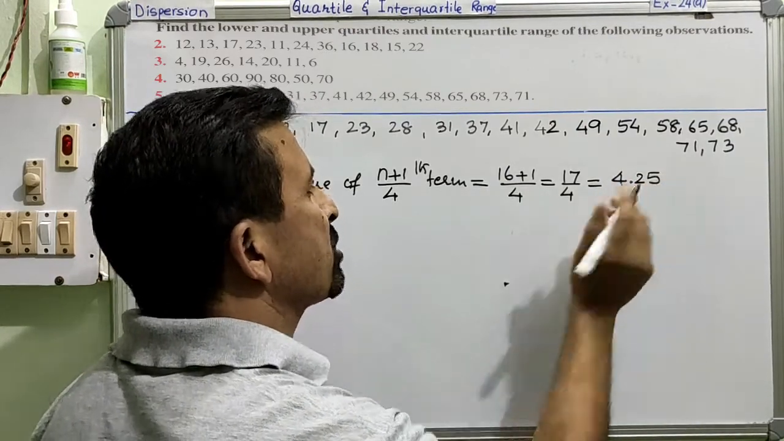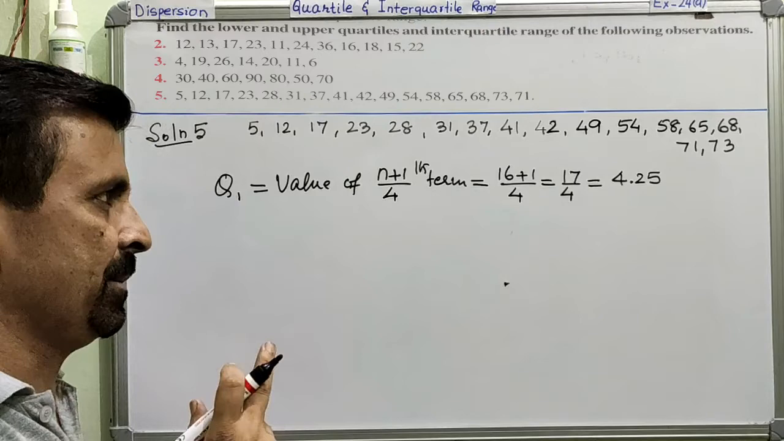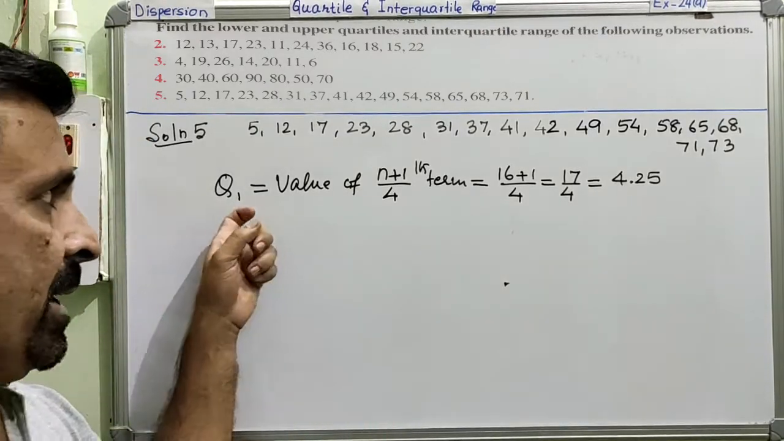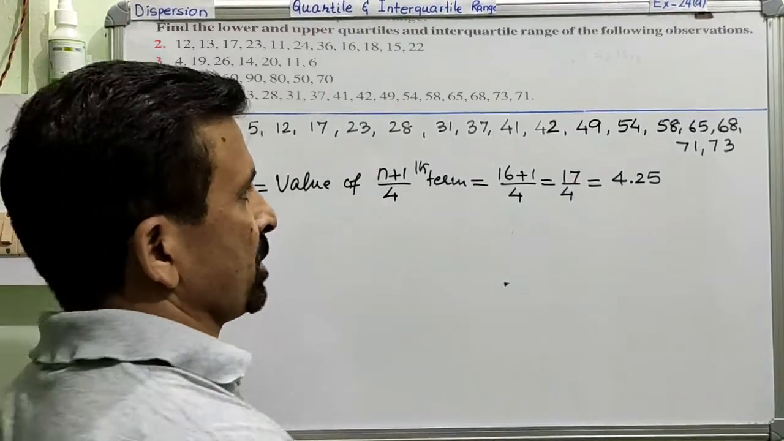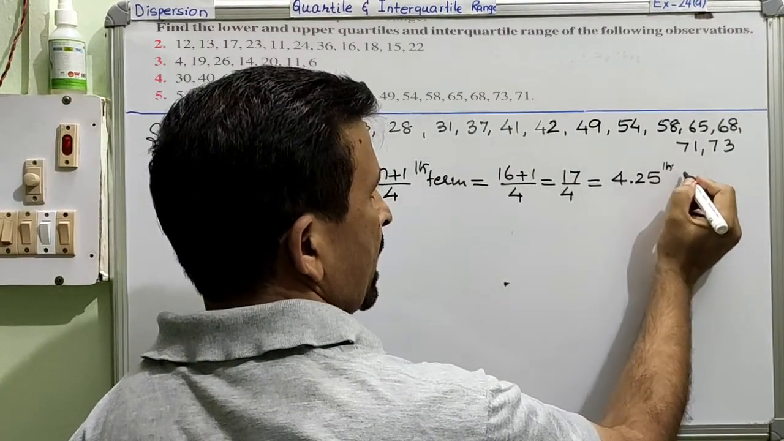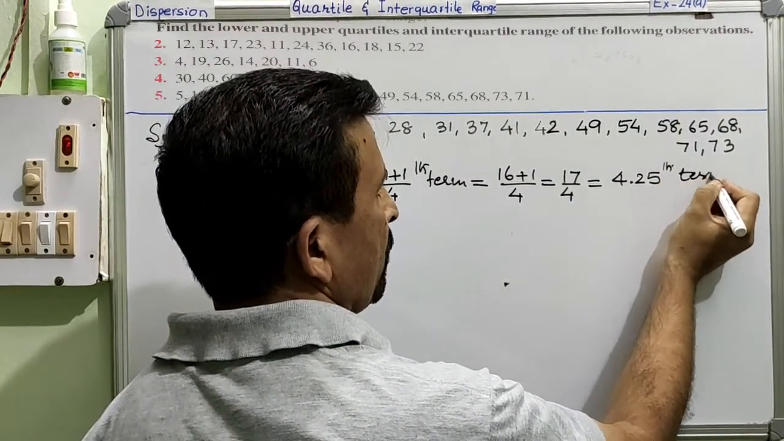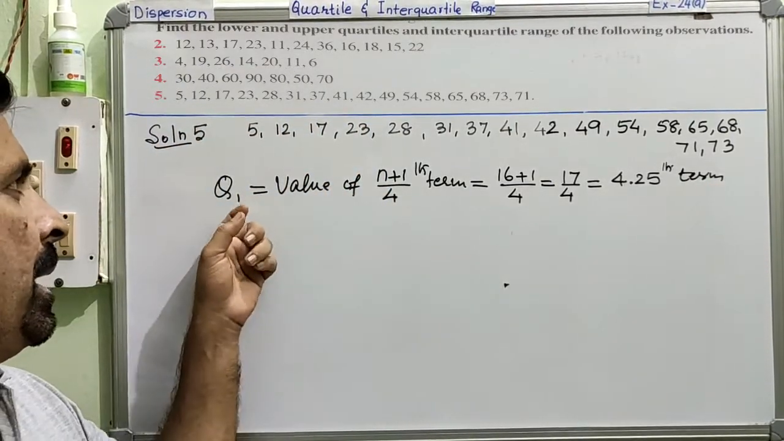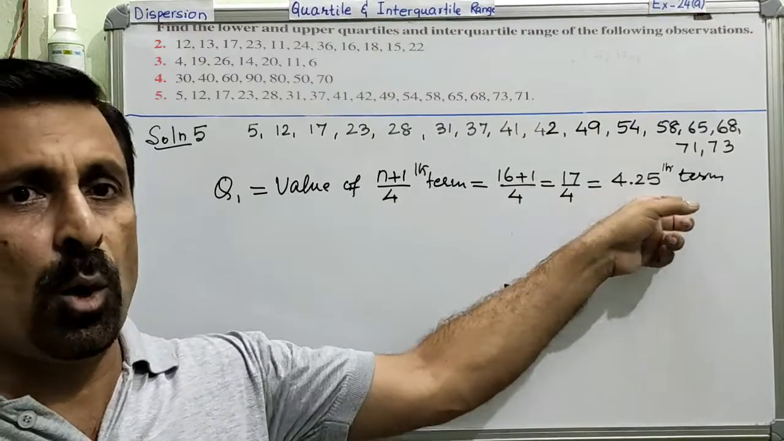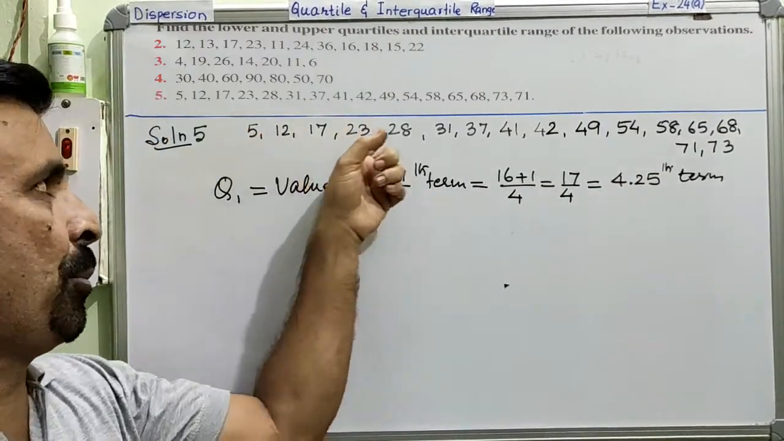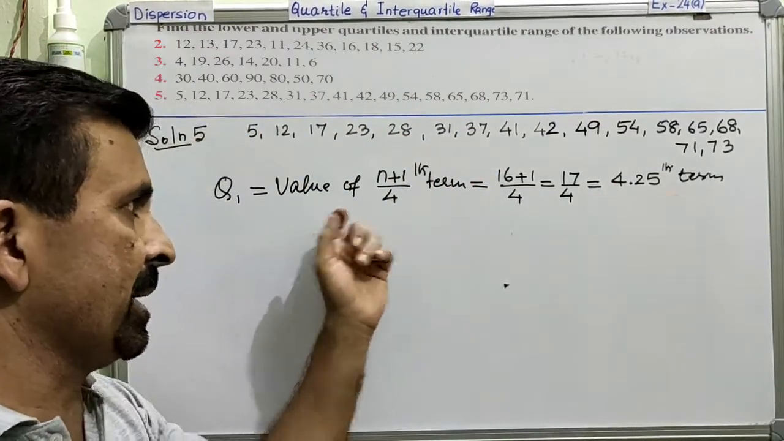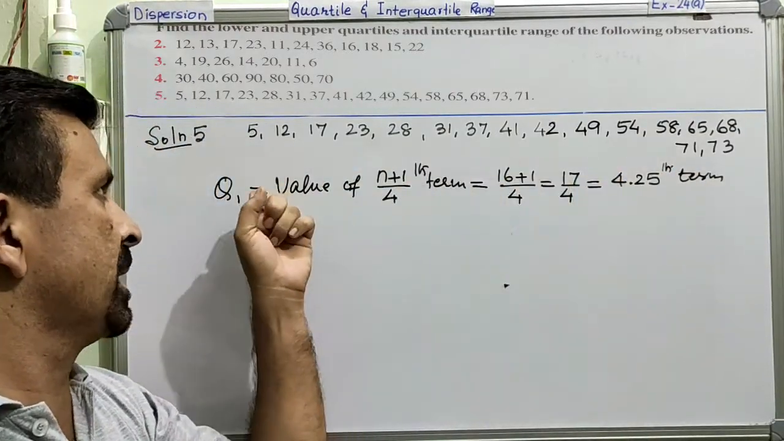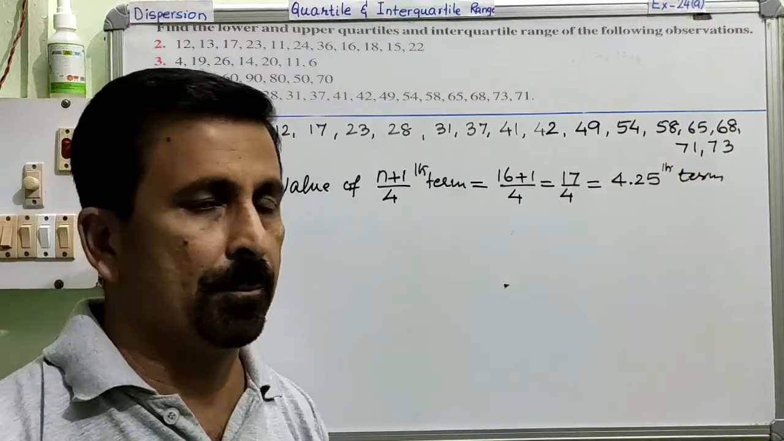4.25. Now this question became a little different, and that is why I am doing this question. If you remember the previous question, when we calculated the position, this is the position and then this is the term. In the previous question you got a whole number, so counting the position was very easy. But this time it has come as a decimal number. So how can we find the value of Q1 if we have a decimal?